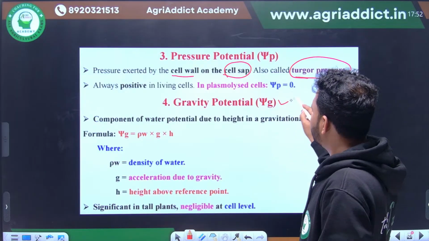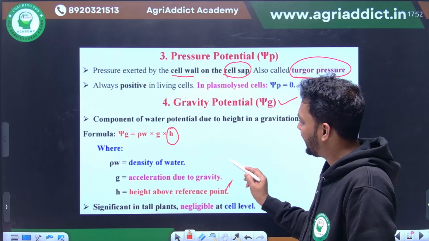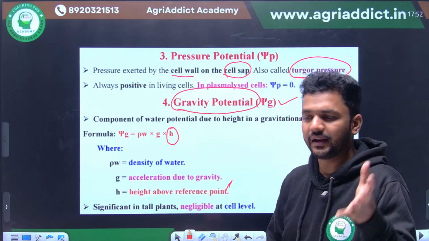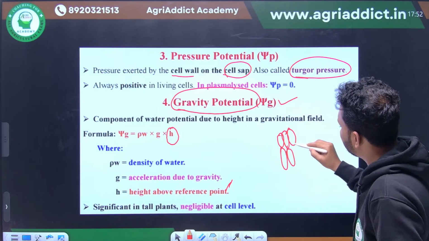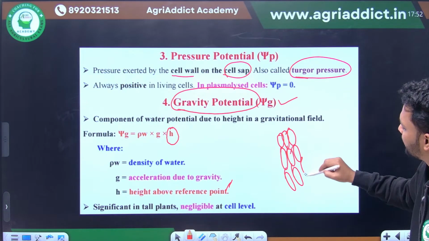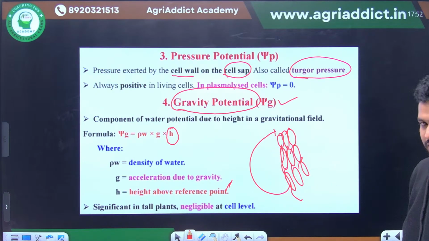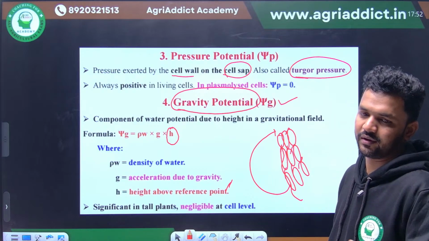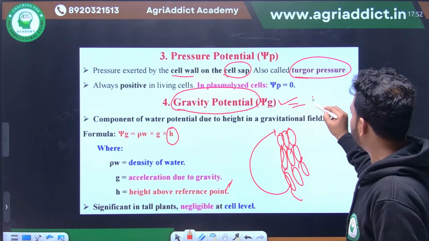And gravity potential basically depends on height. If the height is large, there will be some significant value of gravity potential. But at the cell level, cells are so close to each other that there will be no difference in height. The water will move like this, not like this to this. So gravitational potential will not play any role in plant physiology. Here we consider it negligible.